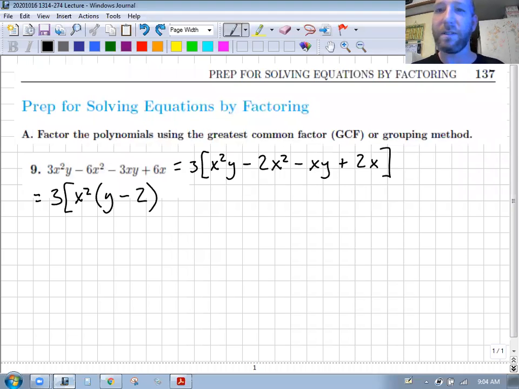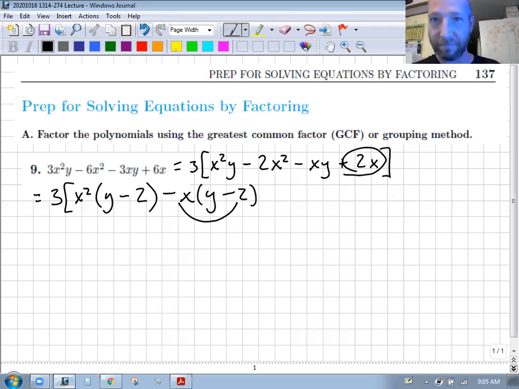And then we still got this over here left. Both of those have an x in it. So let's pull out a negative x. So you have a negative x times a y. And then to get this 2x, I'd have to have a minus 2 here. A negative x times a negative 2 is a positive 2x.